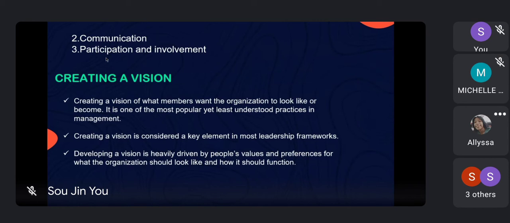So, creating a vision, ito ay isa sa mga pinakamahalagang key element sa leadership framework. Ito ay ang pagbibigay natin sa employees ng vision kung ano nga ba ang dapat nilang i-aim bilang member ng organization. Next.